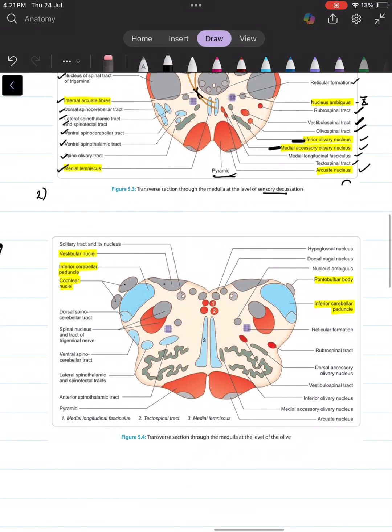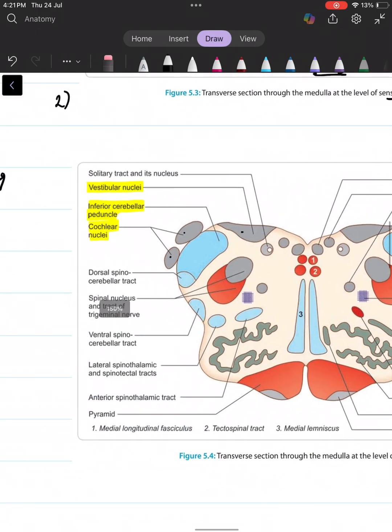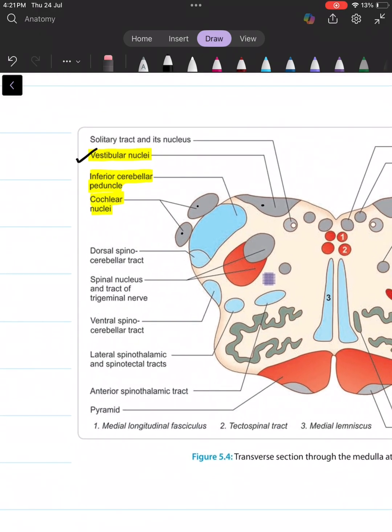Remember, whatever is in yellow is new or unique to this section. The grey ones are the nuclei. In blue, we have the ascending tracts, and in red, we have the descending tracts. In this section, we have vestibular and cochlear nuclei, which are both nuclei of the 8th cranial nerve. Vestibulocochlear nerve is there, no? So that has a vestibular nucleus and 2 cochlear nuclei.